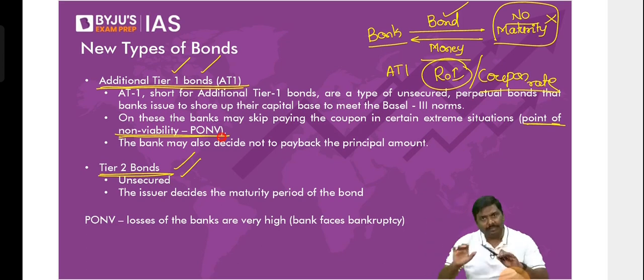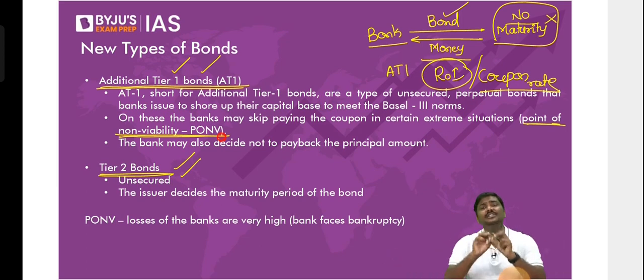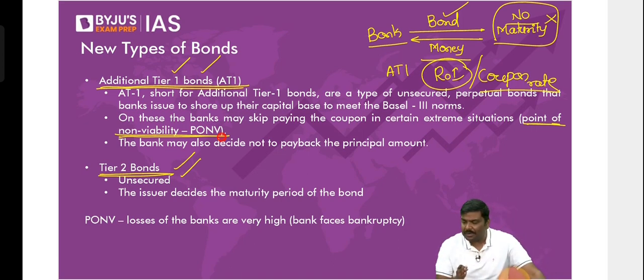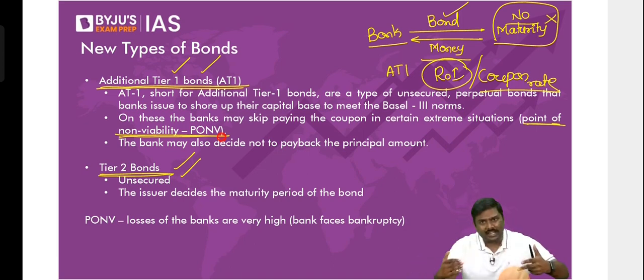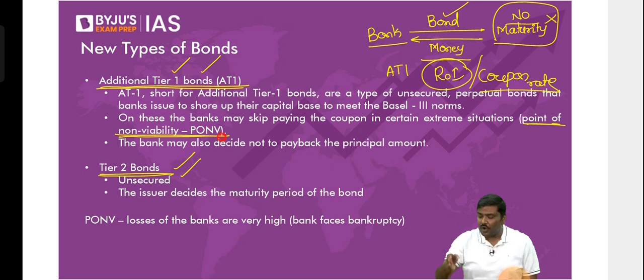PONV, point of non-viability, simply means if the bank pays interest to you, if the bank pays money to you, then the bank will have to shut down. They cannot sustain the business. I will repeat it again. What is the point of non-viability? It simply means if the bank honors the bond, gives you interest, gives you, let's say, the principal amount, then the bank cannot continue operating. They will have to close the bank. That is called the point of non-viability.